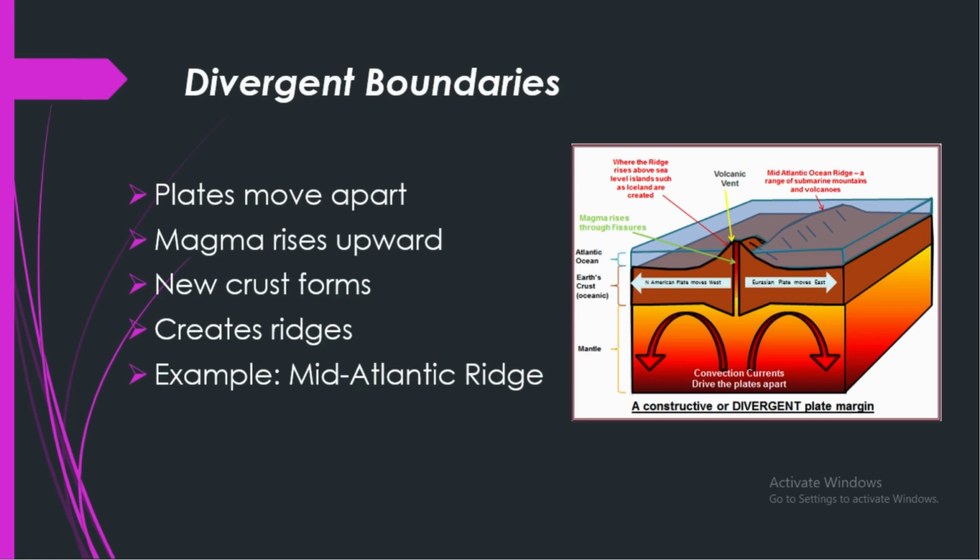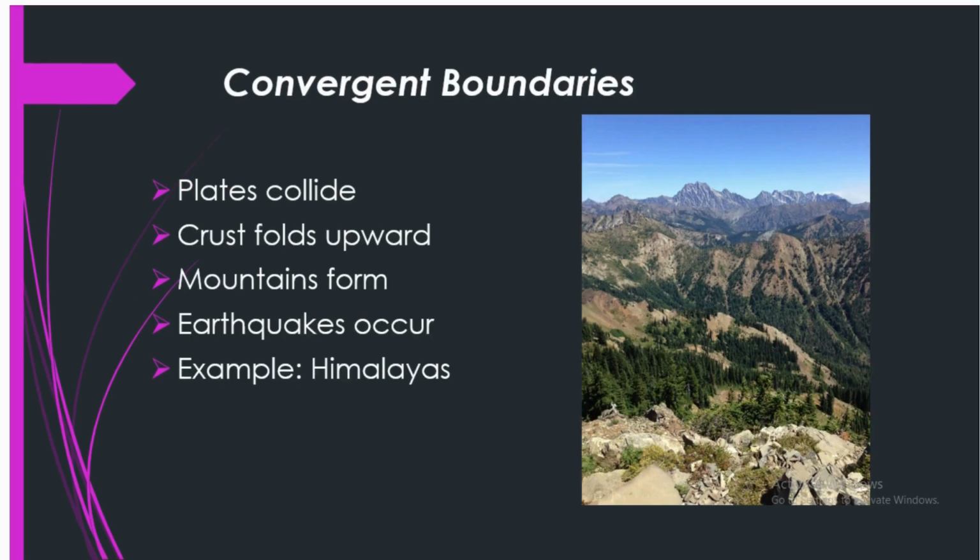What are divergent boundaries? Basically, the plates move apart, magma rises upward, so new crust is formed and then creates the ridges. For example, the Mid-Atlantic Ridge is an example of a divergent boundary of tectonic plates. The second one is the convergent boundary, where the plates collide, causing the crust to fold upward and mountains to form. So earthquakes occur. For example, the Himalayas are an example of a convergent boundary of tectonic plates.